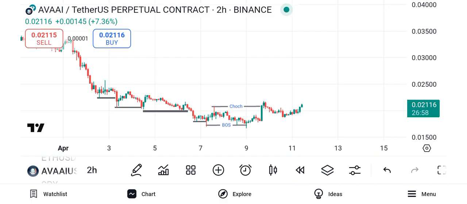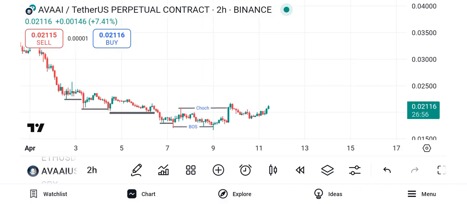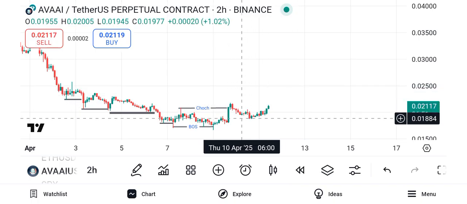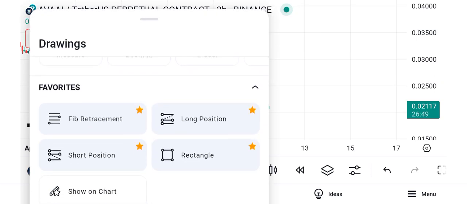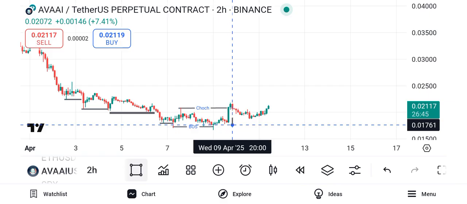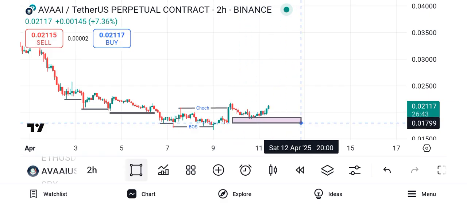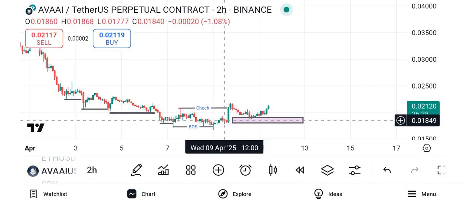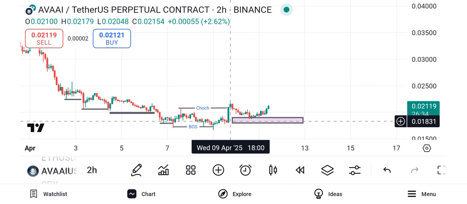The moment you see this, all you need to do now is to wait for the retracement. This is where the retracement happened. It retraces back into this zone, this demand zone right here, that led to the change of character. This is a demand zone, or you can call it an order block.